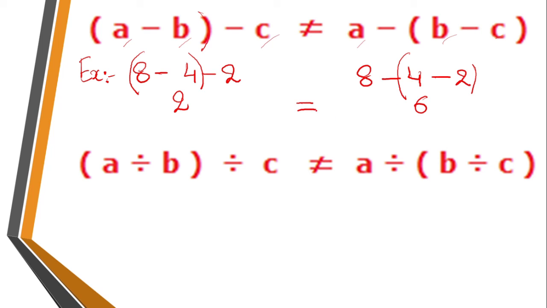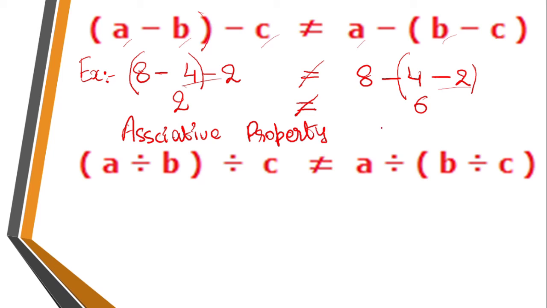So 2 and 6 are not equal, right? So this operation and this operation are also not equal. So not only this operation, if you take any operation and do subtraction by grouping, you will not get the same answer. So we can say that associative property does not hold true for subtraction. So now let's see associative property of division.